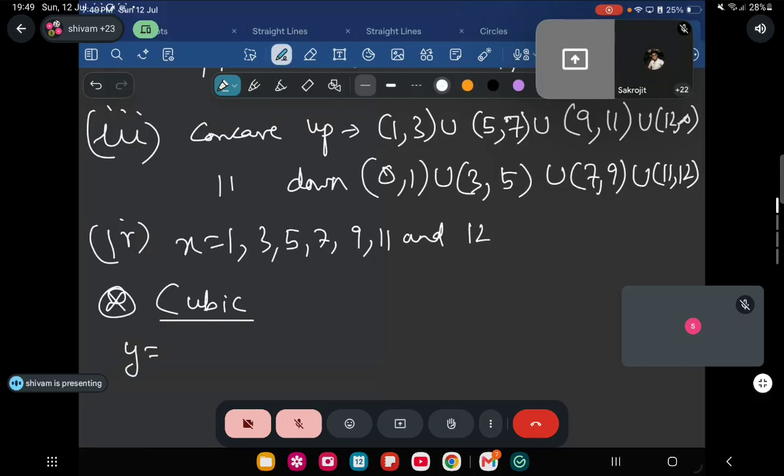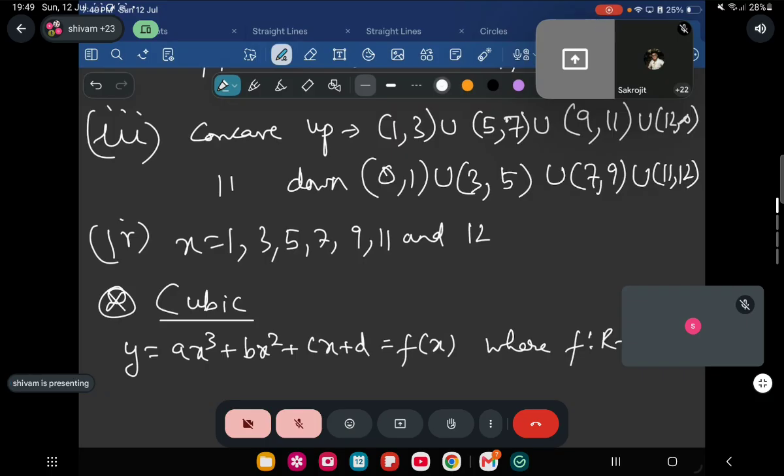y equal to ax cube plus bx square plus cx plus d, which is equal to f of x, where f maps R to R, and a is not equal to 0, everyone. Then the function is onto.